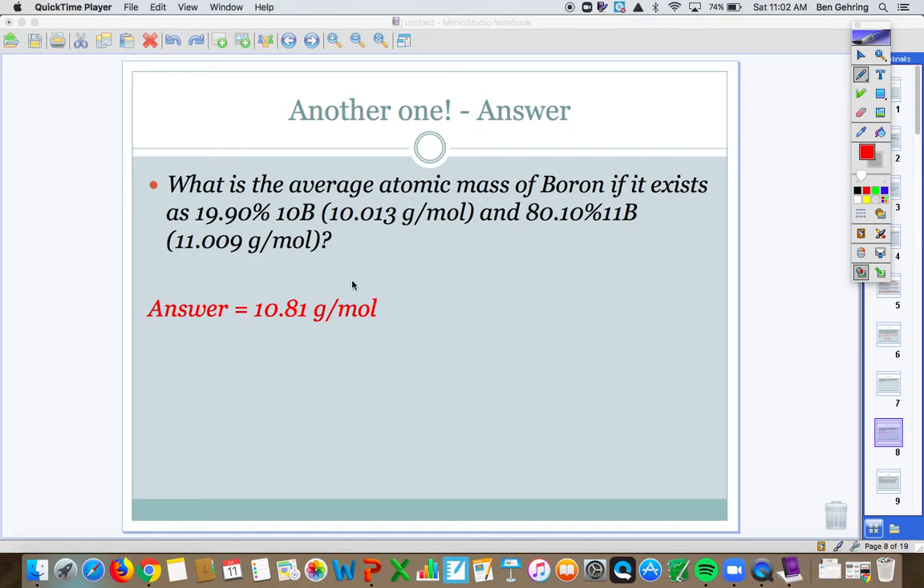Your answer on this one should be 10.81 grams per mole, or you can write it as 10.81 AMU. Either way works. We're going to use this for sure second semester, so if you get used to that, that would be a good thing. But those are both the same, and that's your average atomic mass for boron.